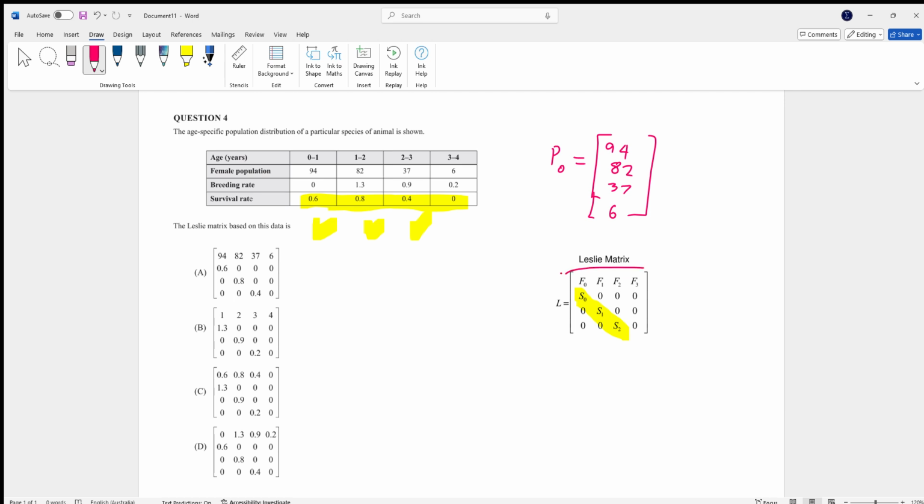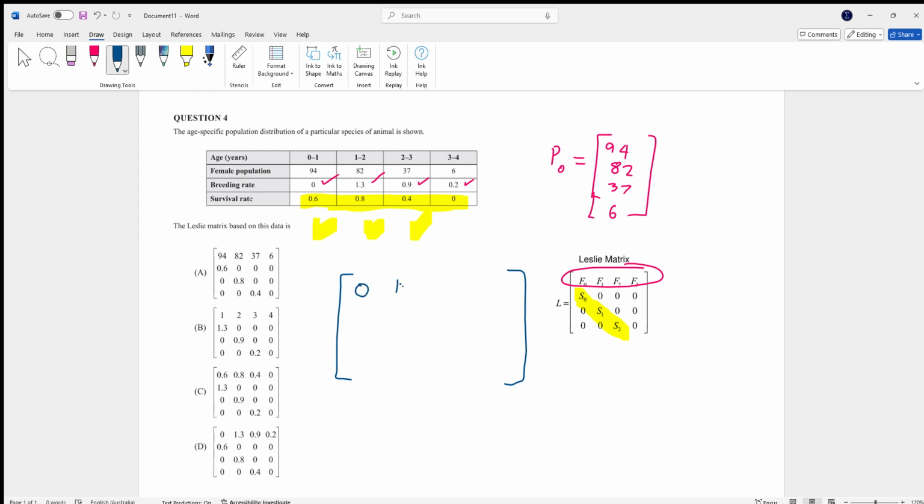Then here, this has F for fertility rate, or breeding rate as one of the others, okay? So here they've got 0, 1.3, 0.9, 0.2. So based off this, I have to construct a 4 by 4 matrix, okay? So in the first row here, I'm going to have the breeding rate. So for the first age group, it's 0.